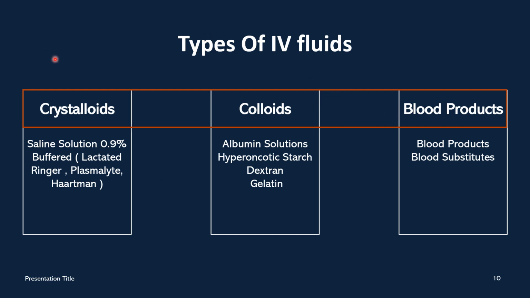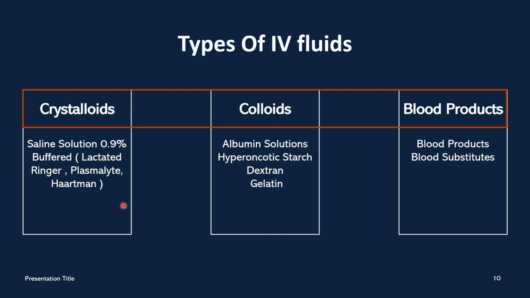Crystalloids are a broad spectrum of products, with the most famous being saline solution, the normal saline solution with 0.9% sodium chloride concentration. However, other solutions are present: half normal saline, hypertonic saline, which is a 3% solution, and buffered crystalloid solutions, which are Ringer lactate, Ringer acetate, Plasma-Lyte, and Hartmann solution.